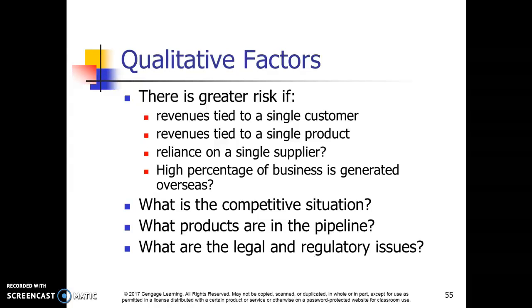And then you also need to think about what's the competitive situation, what products are in the pipeline, and what are the legal and regulatory issues. These are all factors that we think about. So as we go through all these ratios and all these formulas and compare and contrast within the company and outside of the company, these are the things that we also need to think about. These are qualitative factors. They're not numbers. This is not something we can put a number to.